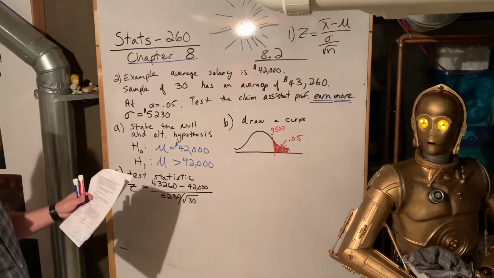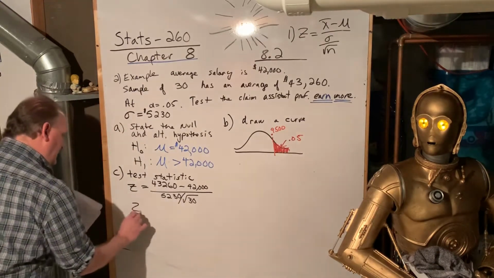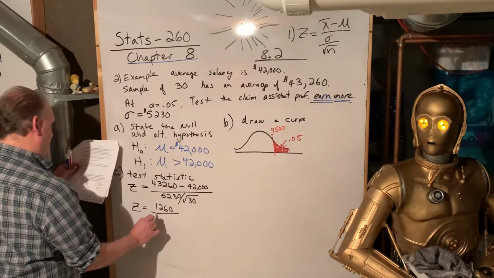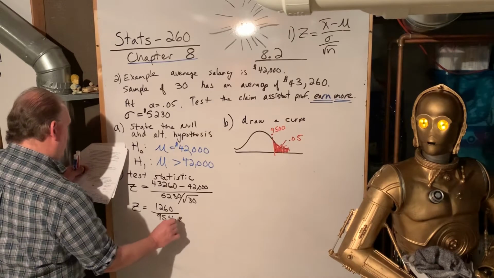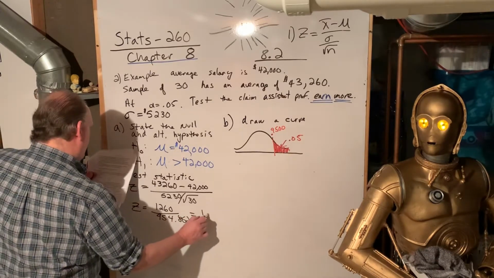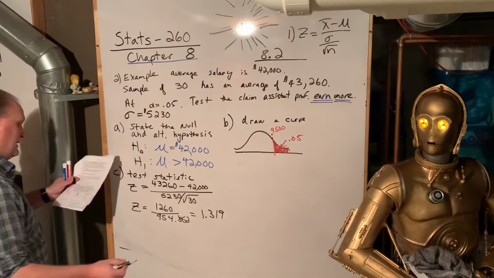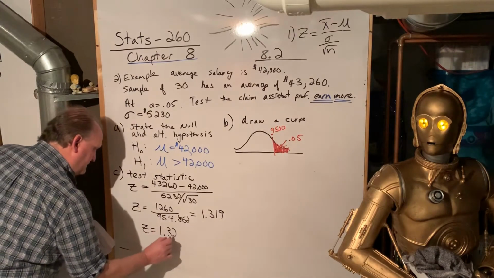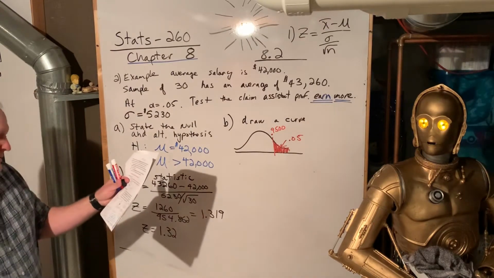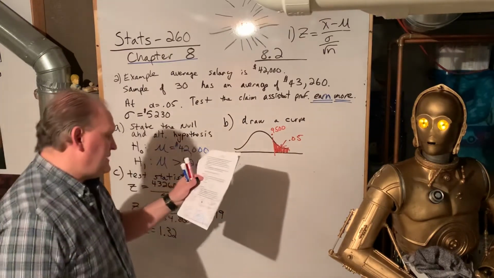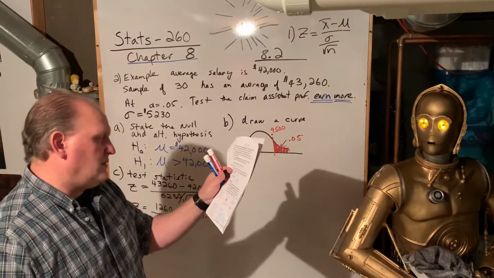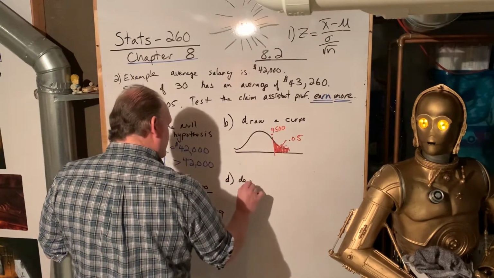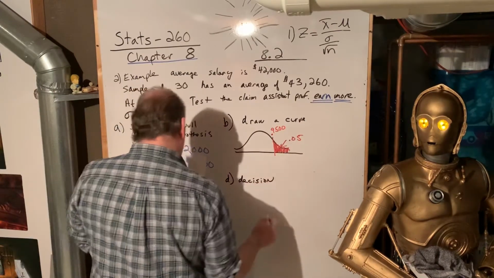All right? And so when we work that out, it ends up being 1260 on top and 954.862 on the bottom. That is 1.319. So that gives me a z-score of 1.32. All right. So letter D is we decide reject the null or fail to reject the null. So D is decision, and E is conclusion.